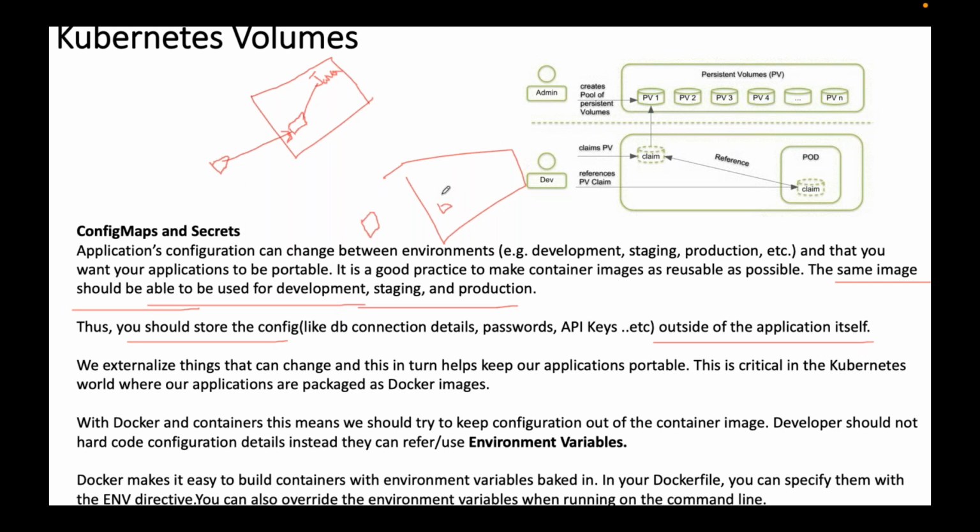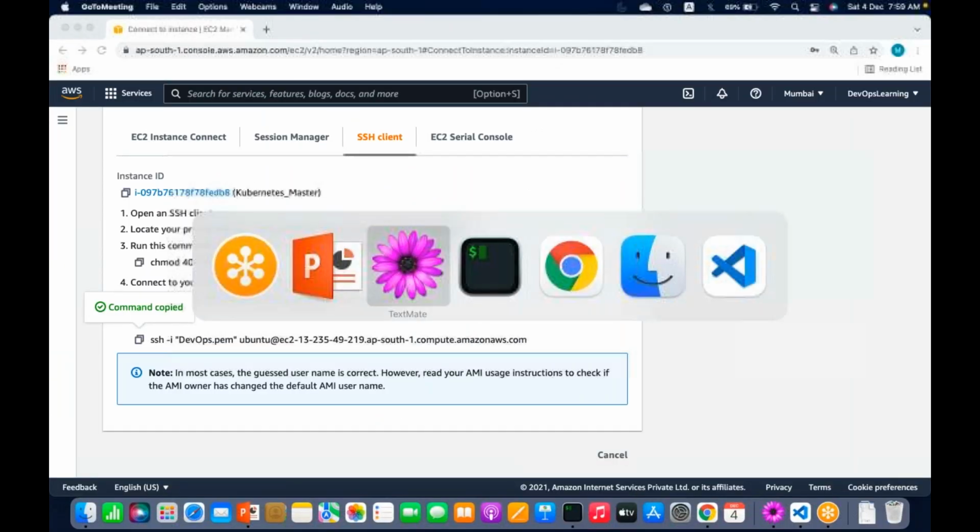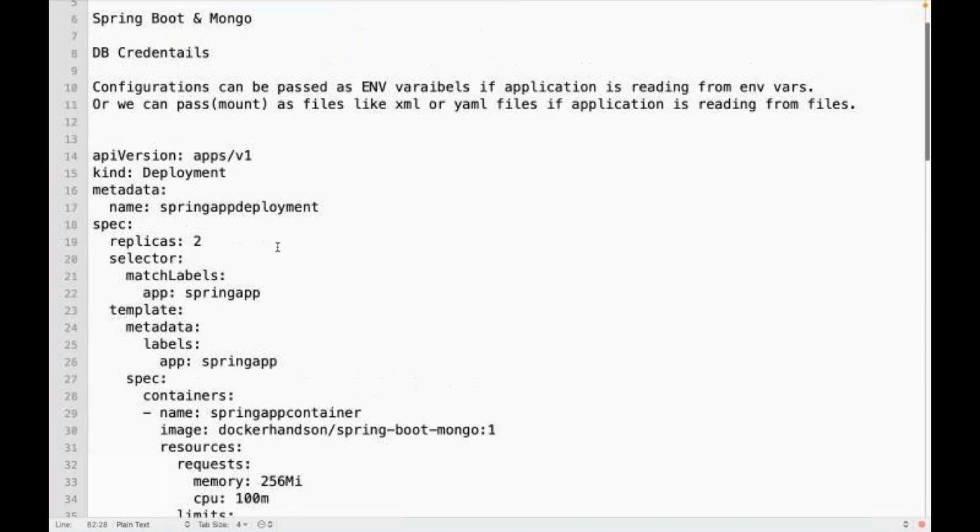So based on the application, if they are reading the property configurations as environment variables, we can pass them as environment variables, or we can mount files like XML, YML configuration files if the application is reading from files.